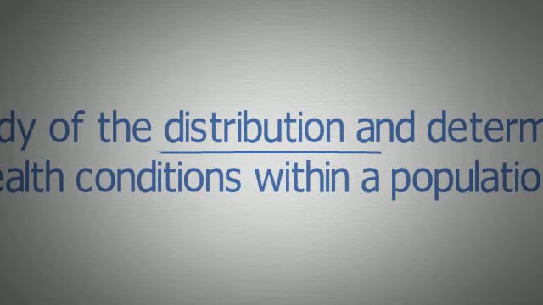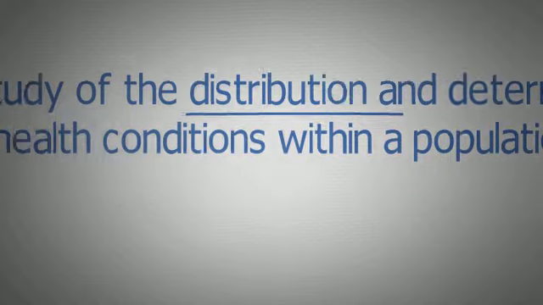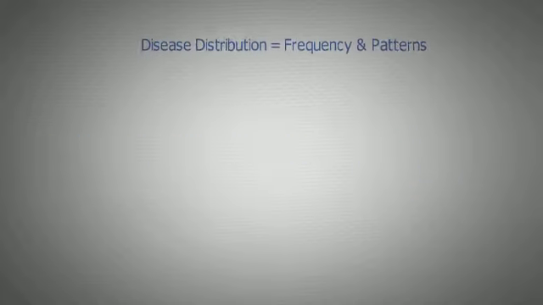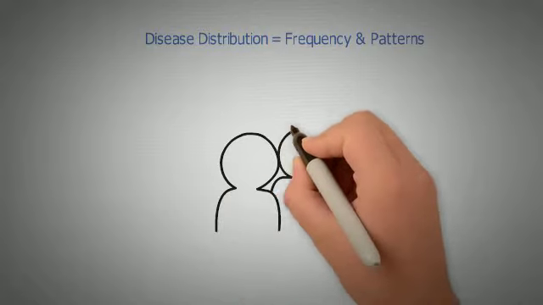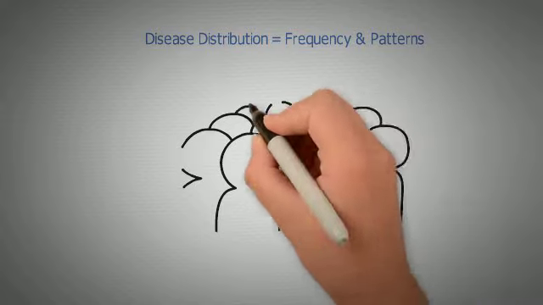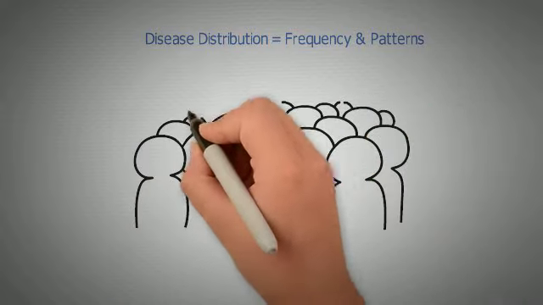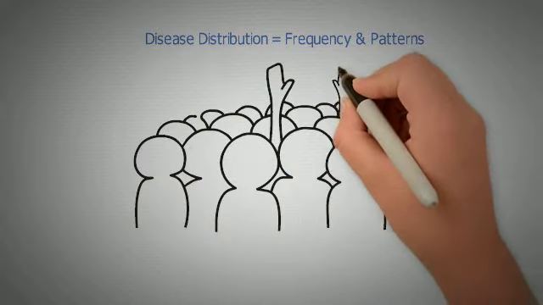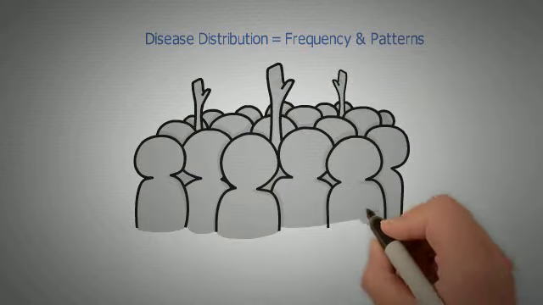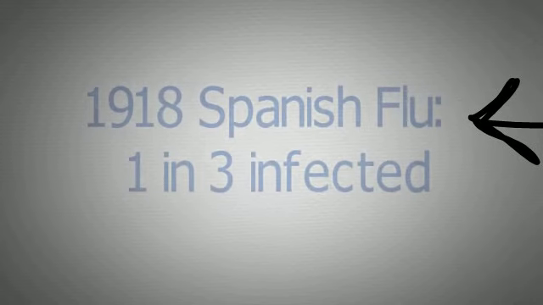The distribution of disease refers to the frequency and patterns of disease among a population. The frequency of disease describes how many people have the disease, which is often referred to as the number of cases. Using the 1918 Spanish flu pandemic as an example, it's estimated that the disease frequency was over 30%, meaning that 1 in 3 people worldwide were likely infected. This is over 500 million cases.